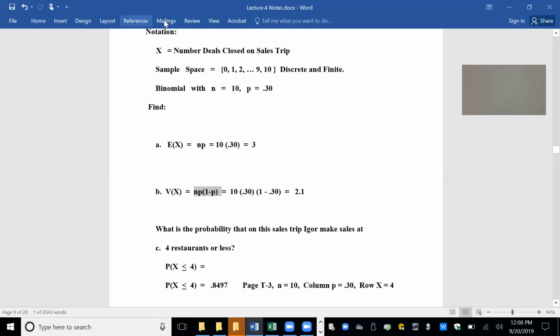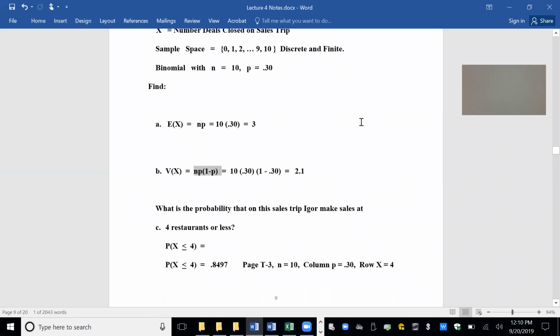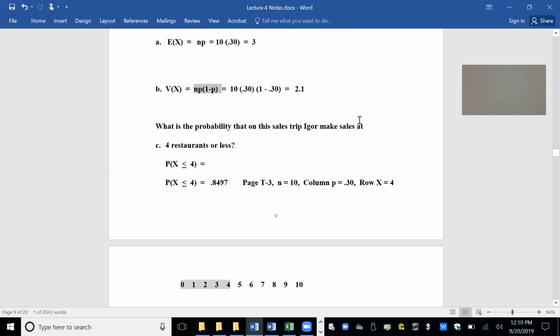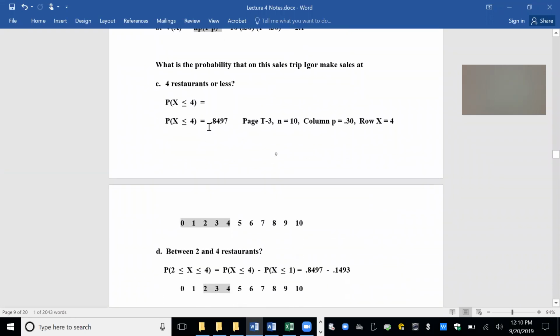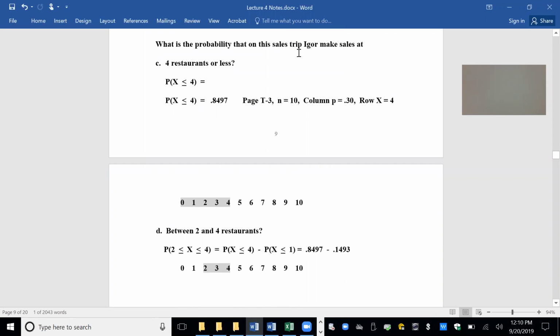The next thing we look at is the probability of specific events, and we do have tables to help us with that endeavor. We have the binomial tables, which are provided for you out in Canvas. One of the tabs is called Workbook Tables. You will need a hard copy of those tables for the midterm exam.